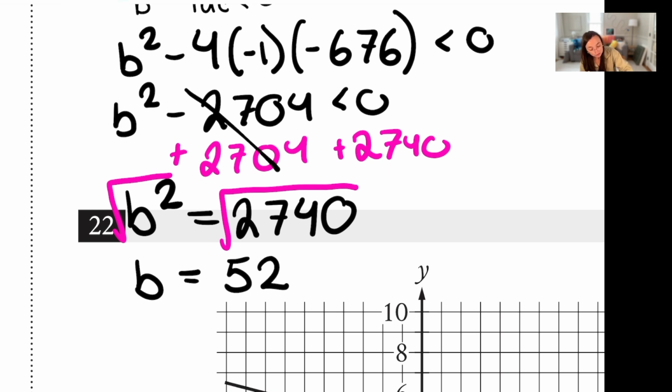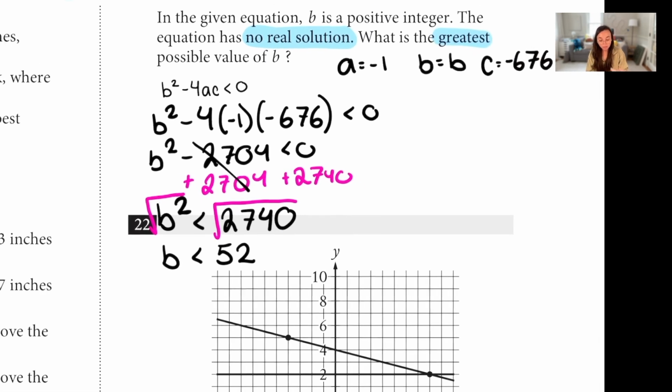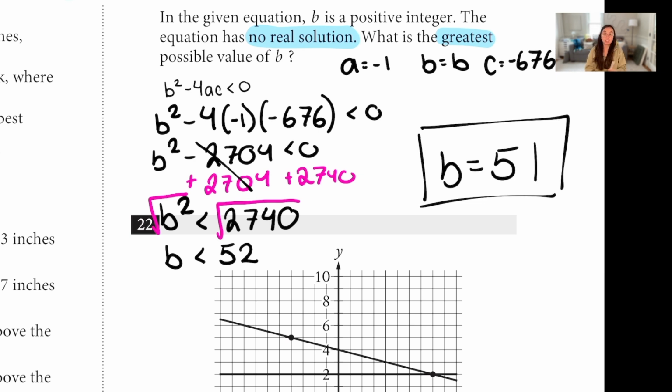This is something, and this is why I like using Desmos, because if you mess something up by hand, you can double check in Desmos, right? So this is telling us that b is less than 52, okay? Now, it's not saying b is less than or equal to 52. It's less than 52. And we're looking for the greatest possible value of b, and b has to be a positive integer. So the greatest number b can be is 51, okay? So b is equal to 51. And that's the answer that we found in Desmos, but this is how you would do this problem by hand.